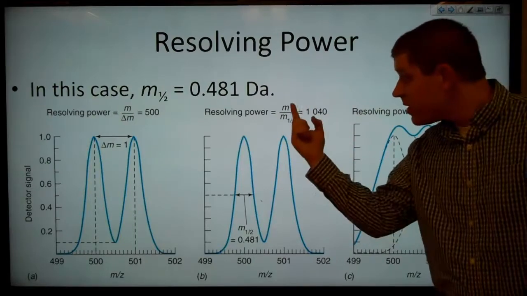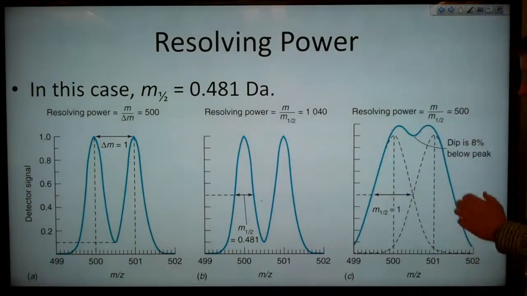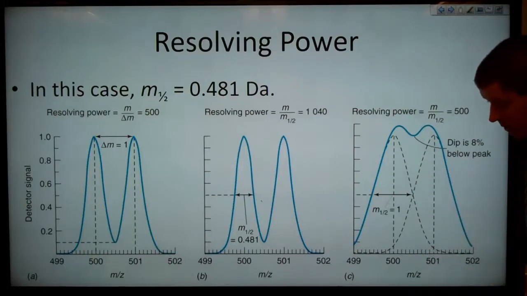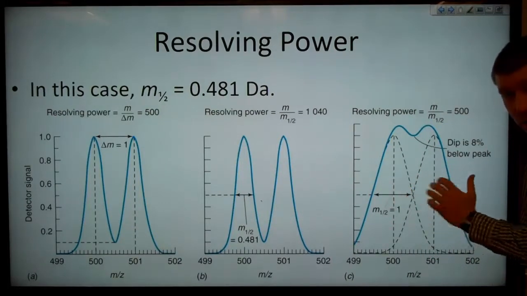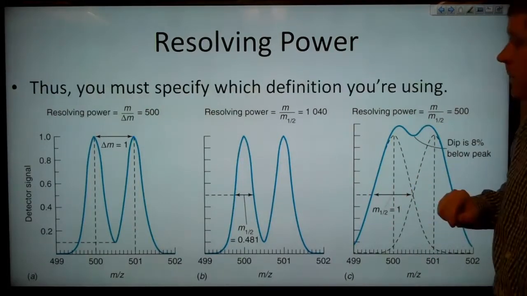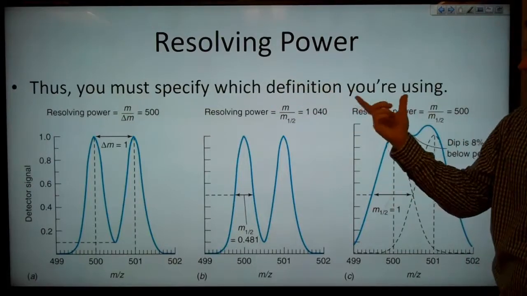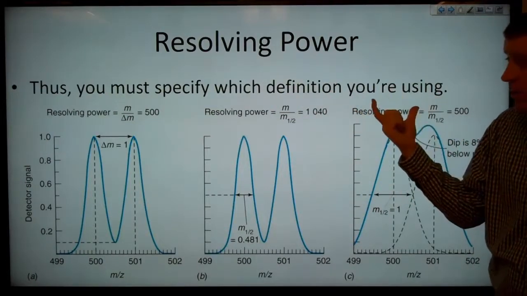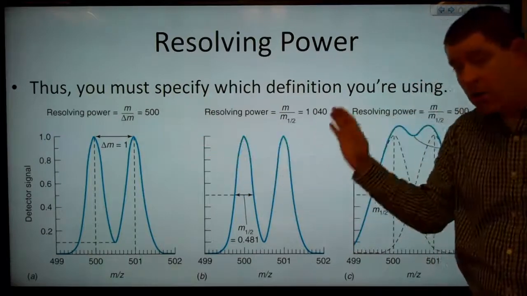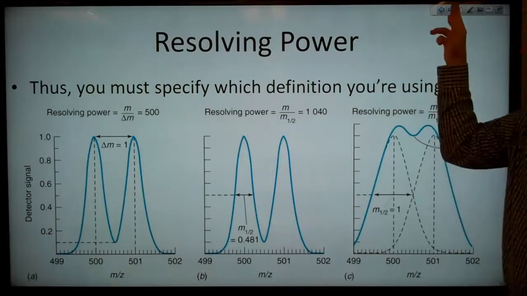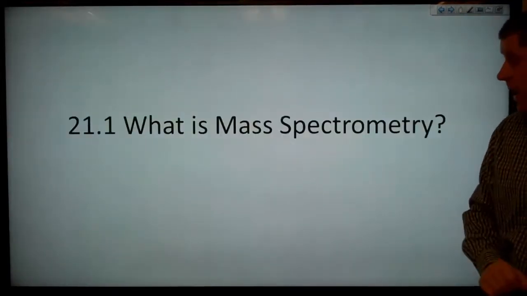If we use this definition and that resolving power of 500, we get this spectrum here, and you can see that these peaks are not very well resolved at all. So you must specify very clearly which definition you're using for your resolving power. So that was, what is mass spectrometry?